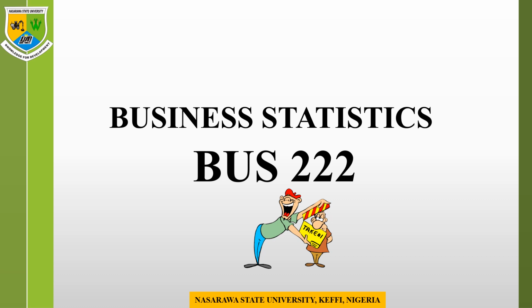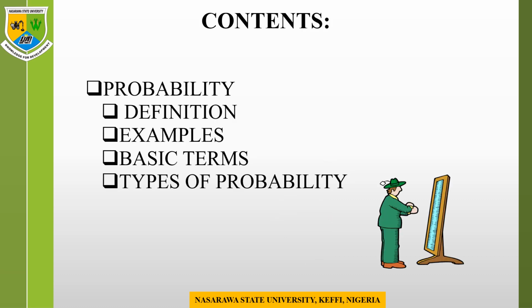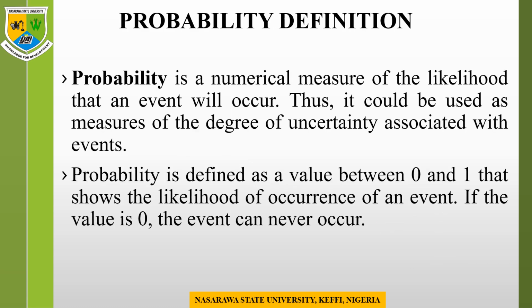The first item in our course outline is the introductory elementary concept, some elementary probability concepts. That is the introductory aspect of probability. We are going to start with the definition of probability. Probability is a numerical measure of the likelihood that an event will occur. Thus, it could be used as a measure of the degree of uncertainty that something may likely occur.